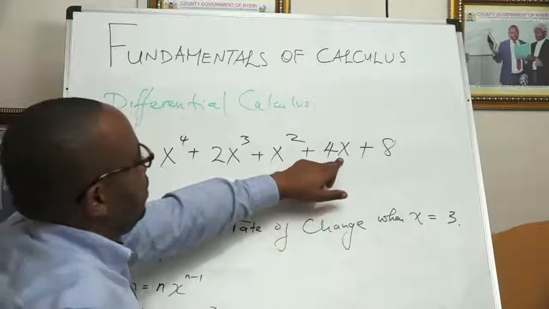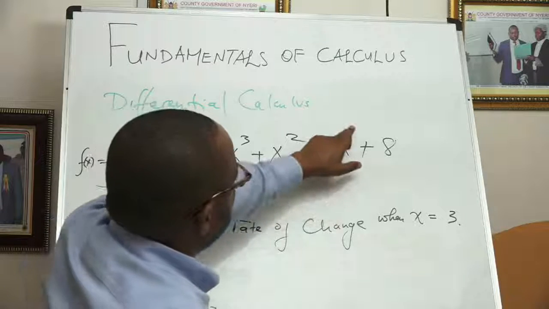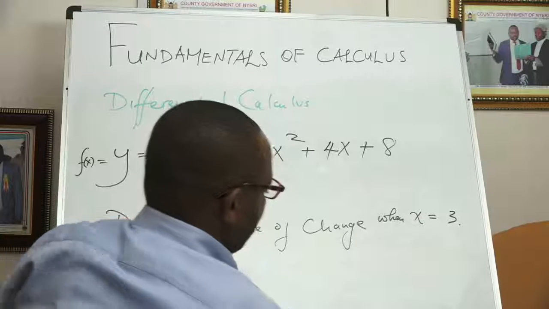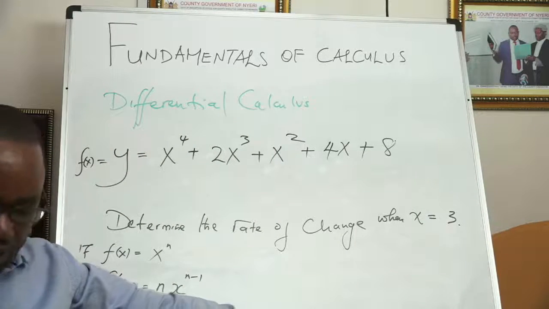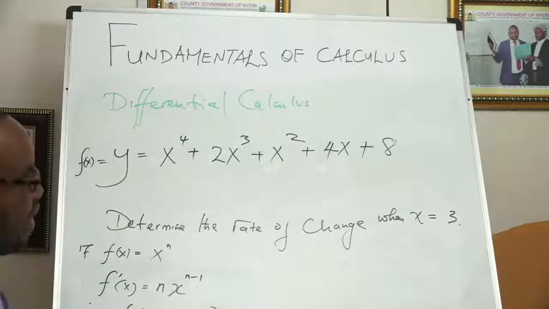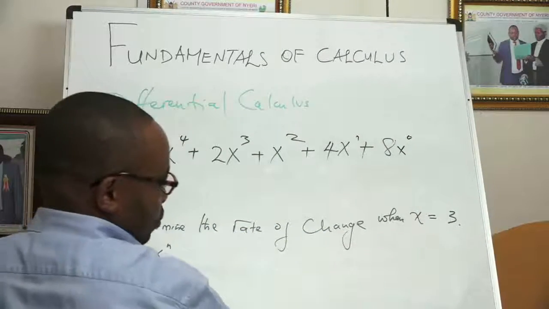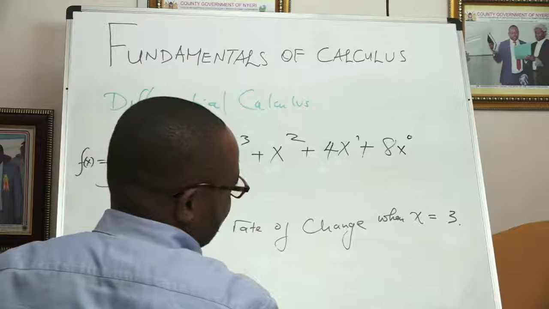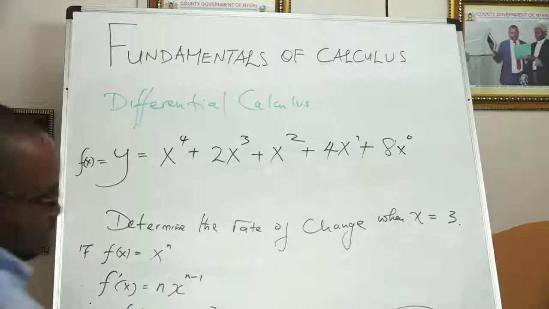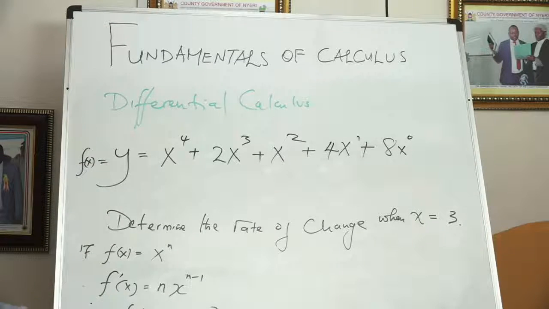Plus 1 here is 4x. When you say 4x, but here is 1 minus 1, which is 0. Anything raised to the power 0 is 1. So you just remain with 4. What about 8? 8 had been raised to power 0, so it would have been 0 multiplied by 8 times x to the power 0 minus 1, and all this factor is 0. Therefore, we don't have to write it there. So our derivative of this equation is this.